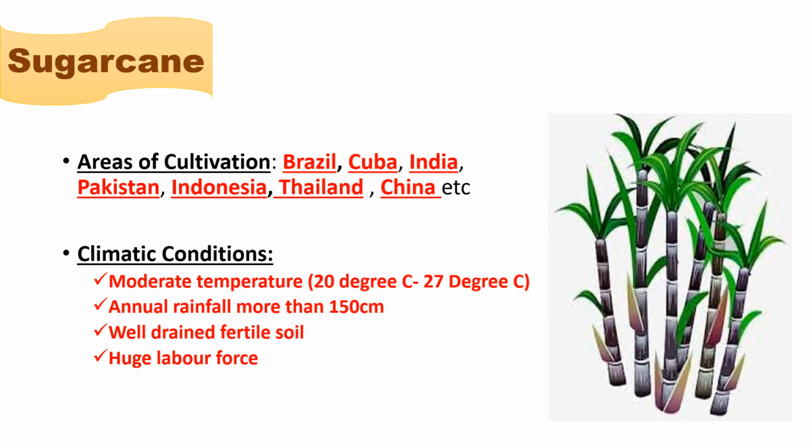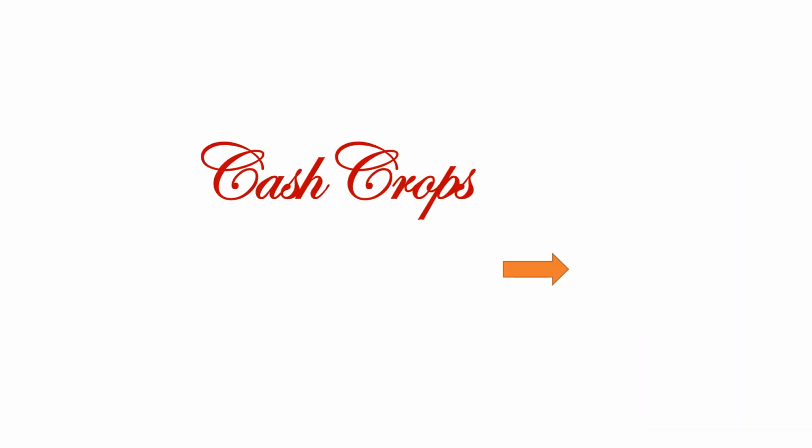Then sugarcane. Sugarcane is cultivated in Brazil, Cuba, India, Pakistan, Indonesia, Thailand, and China. There are many more countries also which I have not included. Now, climatic conditions for sugarcane cultivation, that is moderate temperature, annual rainfall, fertile soil, and huge labor force, means many people are required. Then we talked about cash crops.